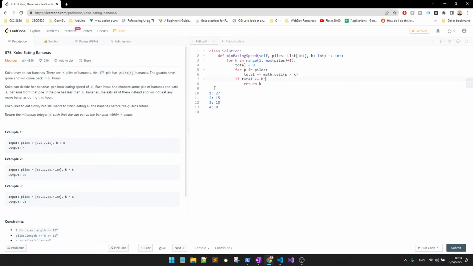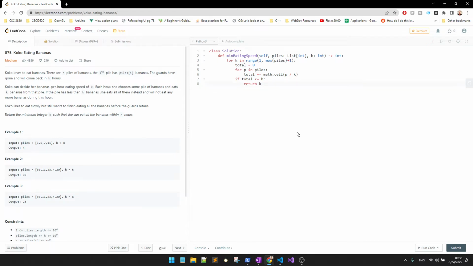Pretty much what we're saying is as soon as we find a K value where this number is less than 8, we're done. We don't need to keep going because again, we want to minimize K. So that makes sense, right? As K is increasing, this number is getting smaller. So as soon as we reach the threshold of less than or equal to H, we're done. We found K. We don't need to keep checking.